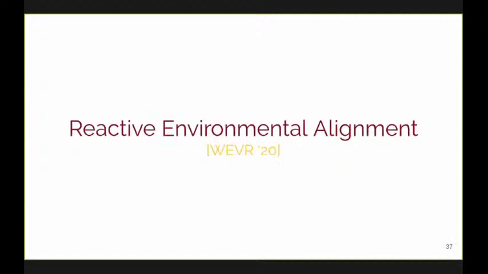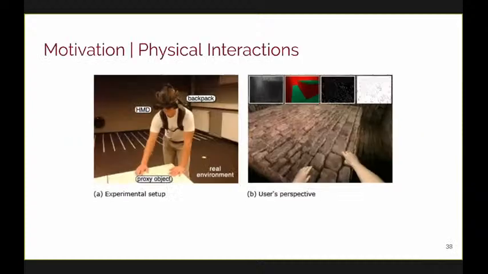All right, now we're going to get back to that second limitation I addressed. And for that, I'm going to introduce something that we're calling reactive environmental alignment. This is a subsection of work that we presented at the Weaver workshop at IEEE this year. And as a recap, the motivation here is that redirected walking breaks the ability to have physical interactions.